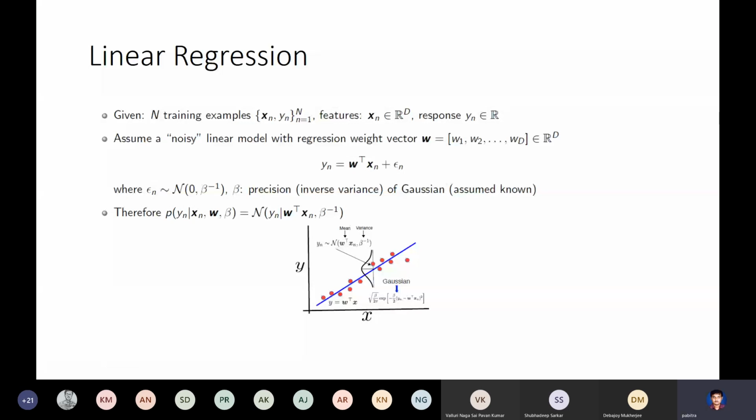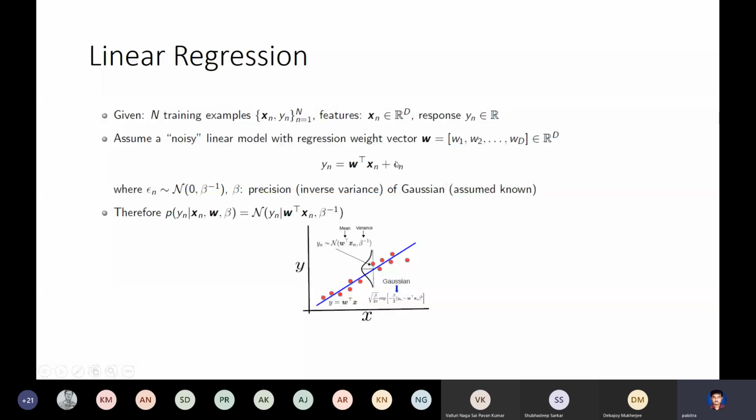All right. So let me summarize. xn is a constant single value. There is no distribution on xn. Wt is a constant vector. Epsilon n is a random variable which is zero mean and beta inverse variance. So it is taking the form of a normal distribution.